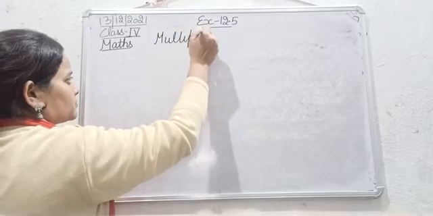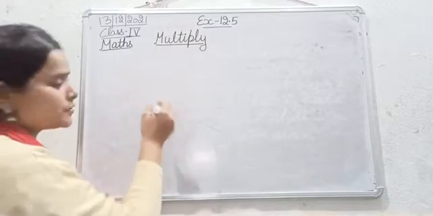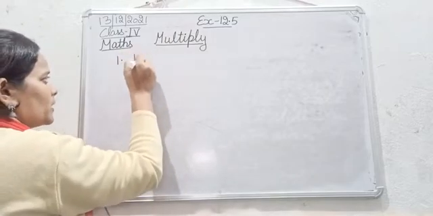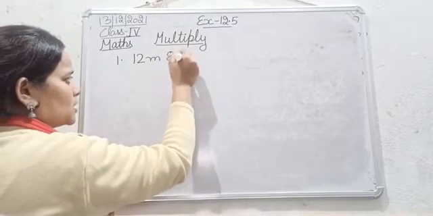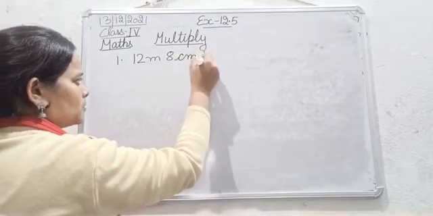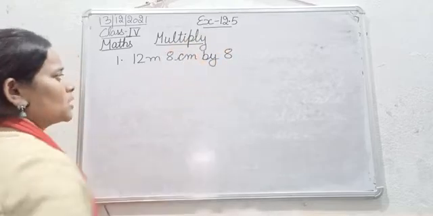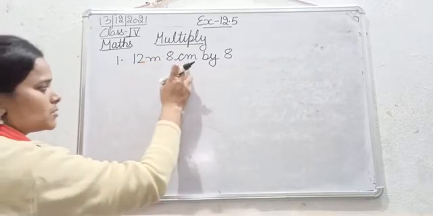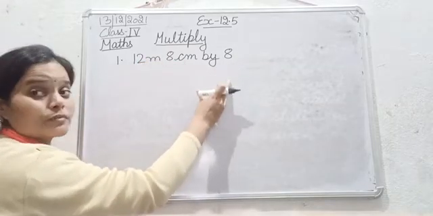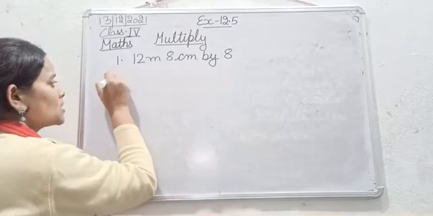The question is: multiply 12 meter 8 centimeter by 8. So this is meter, this is centimeter, and we need to multiply it with 8. First of all, we need to do the conversion. This is the solution.